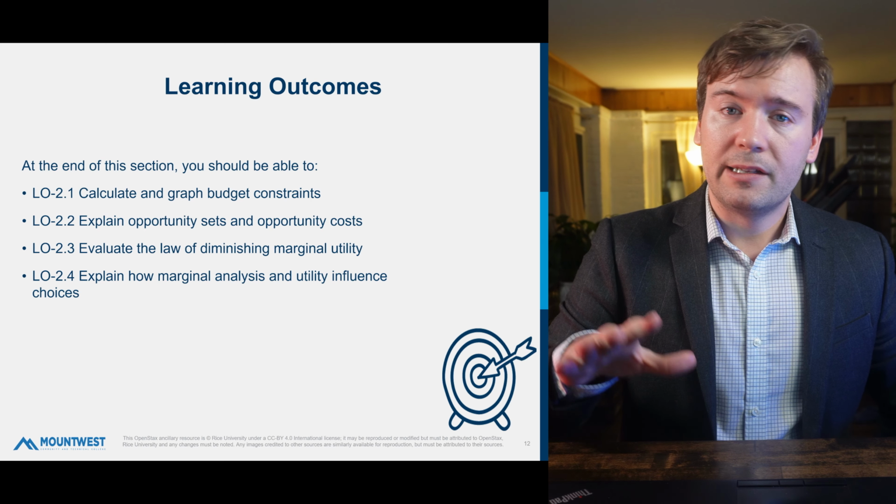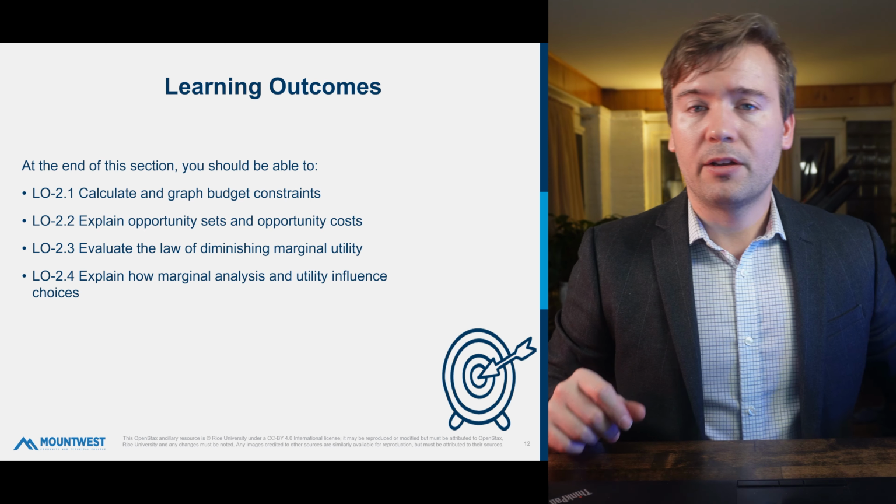All right, so by the end of this section, these are the learning outcomes. You should be able to calculate and graph budget constraints. You should be able to explain opportunity sets and opportunity costs, which are the trade-offs that we face. Third, you should be able to evaluate the law of diminishing marginal utility. And then you should be able to explain how marginal analysis and utility influence decisions.